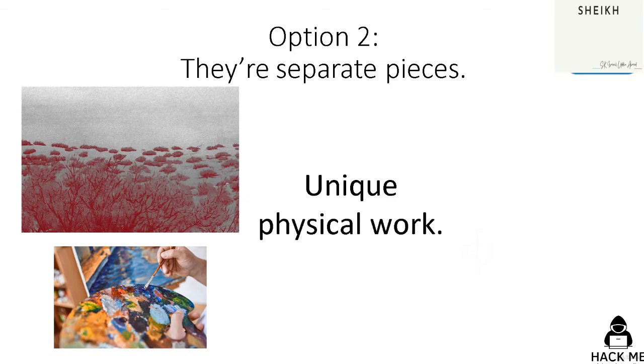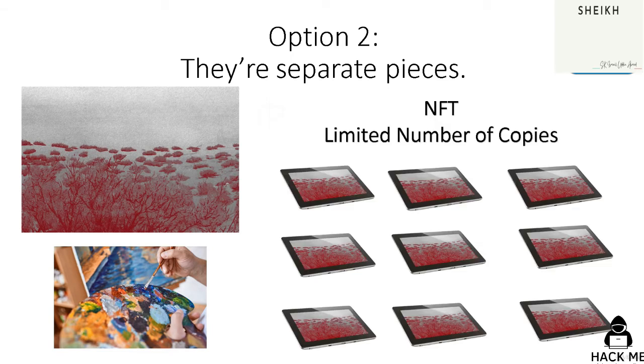Now, option 2 is that they're two separate pieces. The first part is a unique physical work, and the NFTs are unique separate copies. So you have the original artwork, and then you have a limited number of digital copies that correspond to that physical original artwork. So what you can have is a one-of-one physical piece, and then a series of, say, a limited run of 9 NFTs like I've got here. You have 9 digital copies, which would each have a unique NFT corresponding to it. So you have two separate pieces.